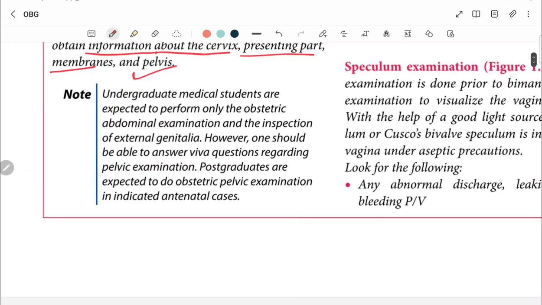Note: the UG medical students are expected to perform only the obstetric abdominal examination and the inspection of the external genitalia. That's all. Don't go for vaginal examination, guys. However, one should be able to answer viva questions regarding the pelvic examination also. Whereas PGs are expected to do obstetric pelvic examination in indicated antenatal cases.